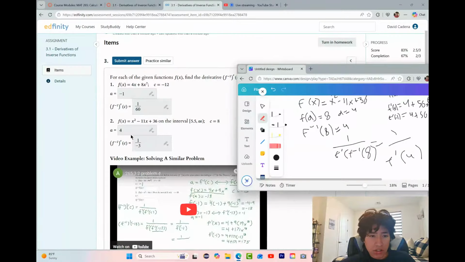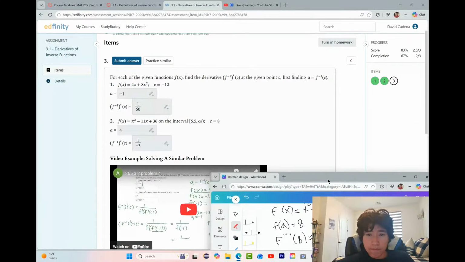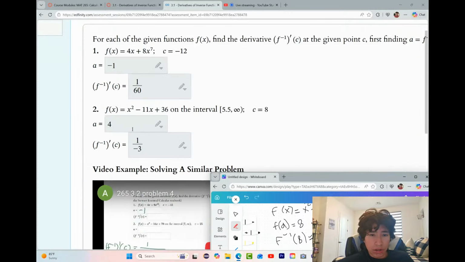Wait, but why does it say that a is wrong? Oh, so can we say that the inverse does not exist because it is not on our interval?